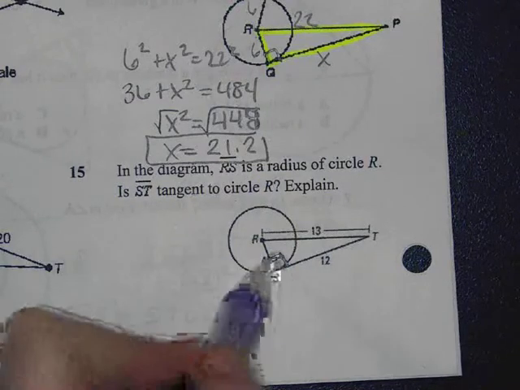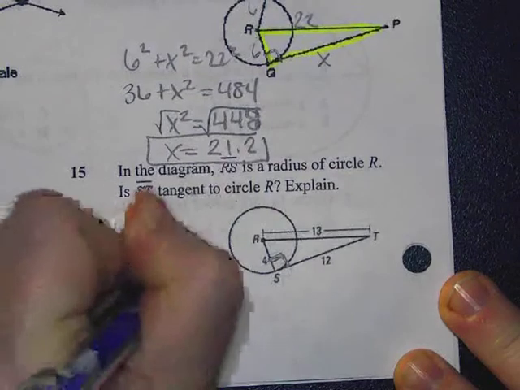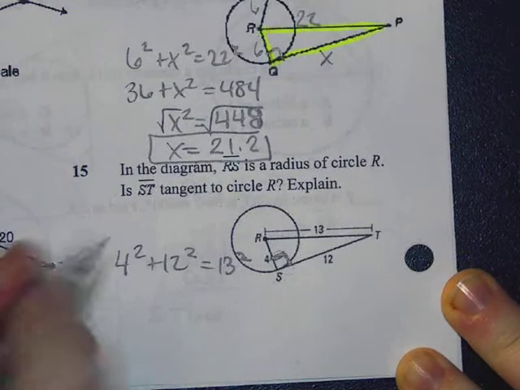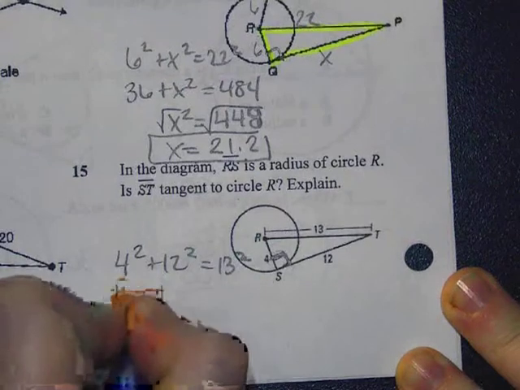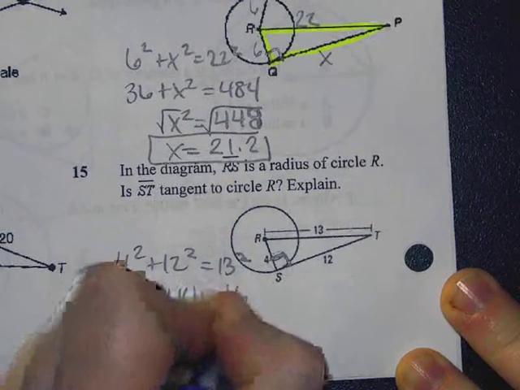Well, if it was a 90-degree angle and if it was tangent, then 4 squared plus 12 squared would equal 13 squared would work. It would make a true statement. 4 squared is 16, 12 squared is 144, and 13 squared is 169.